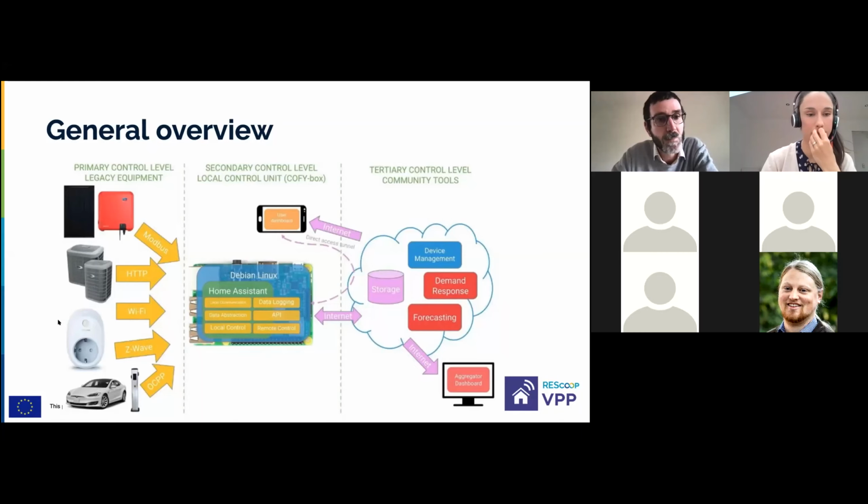That means we start from a primary control level, legacy equipment, trying to get them connected and working as a smart home. And therefore we need a secondary control level. This is what we call the coffee box, the community flexibility box. We start from a smart home controller, acting also as an edge computer. We can have some local computing power, but also a gateway to the smart community in the cloud. I will go into more detail later, but this is the secondary control level. And then we have a tertiary control level. This is actually the community tools, where the community can aggregate their members and bring them to the energy market. You could see the community tools also as the bridge to the bigger energy market, and this is where the more cloud computing side is going on.